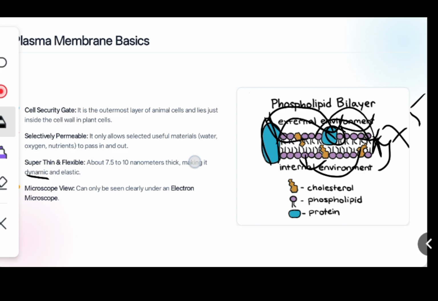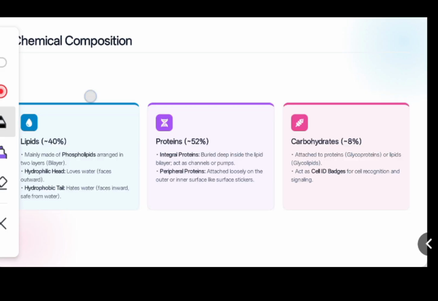And then the microscope view: we can see it only under an electron microscope. We can't see the plasma membrane with our eyes. Generally a cell is a microscopic structure, and the plasma membrane is one of the parts of the cell. So that's why we can't see it with our naked eyes. We can see it only under a microscope.